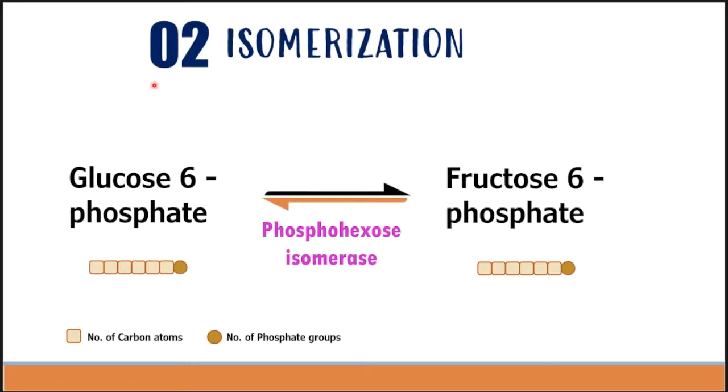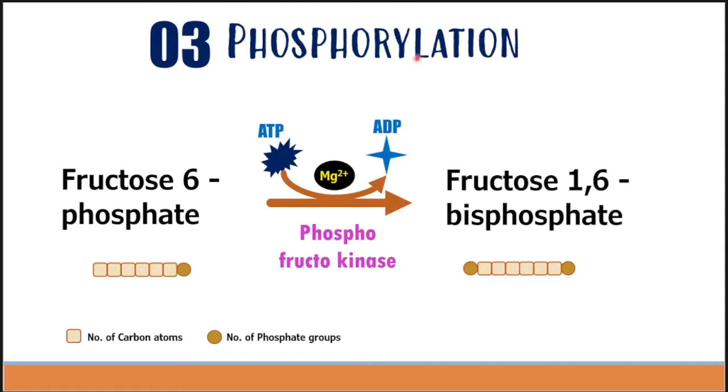Next, the second reaction is called isomerization, where glucose 6-phosphate gets converted into fructose 6-phosphate. As we know, glucose is an aldose and fructose is a ketose, so isomerization takes place between them with the help of the enzyme phosphohexose isomerase, and the functional group shifts from aldose to ketose. This helps to move the reaction forward, but depending on the condition, it can be moved backward also. So it is an irreversible reaction. Sorry, a reversible reaction.